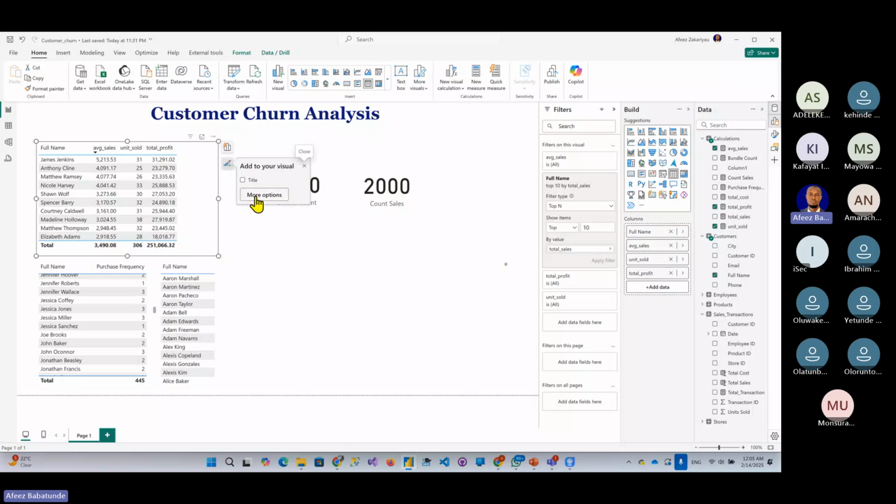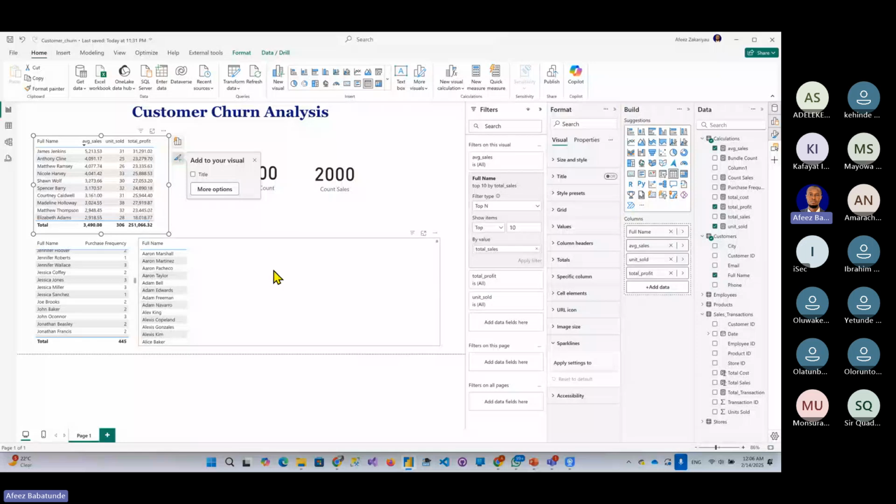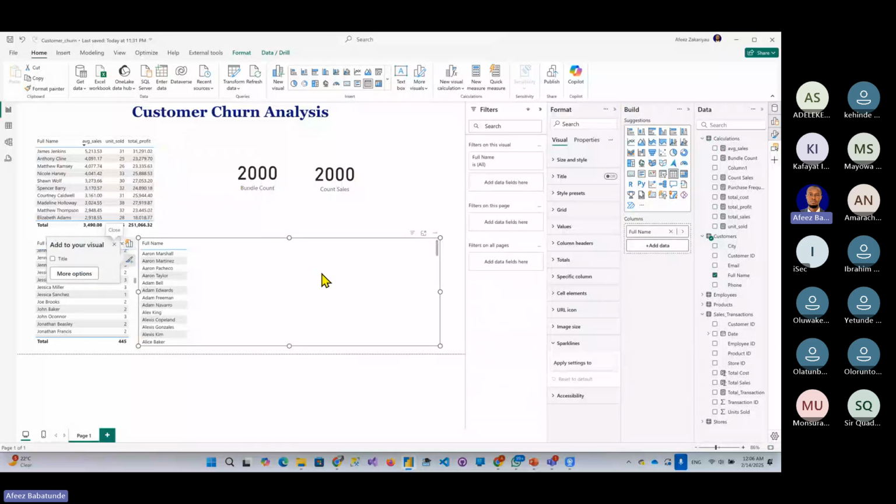Let me do some funny stuff here. So you can add a sparkline to a specific column. You can format all these things as you like, but this is my total profit. You can rename all these columns to have better formatting. So for this customer, you have total profit.